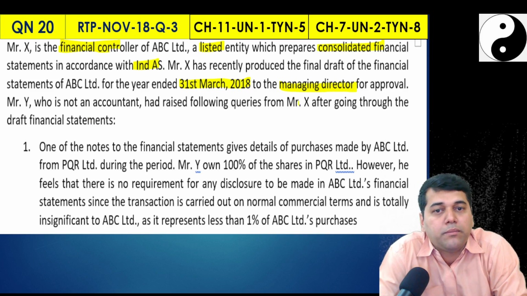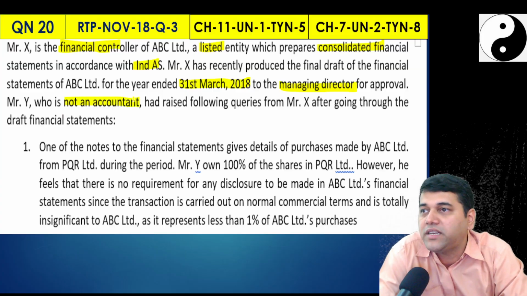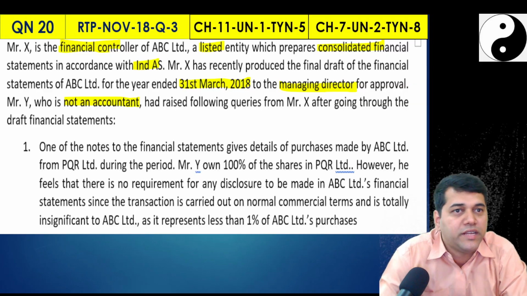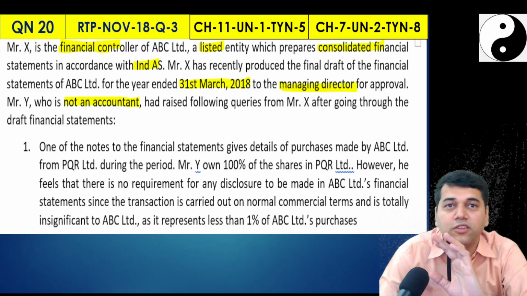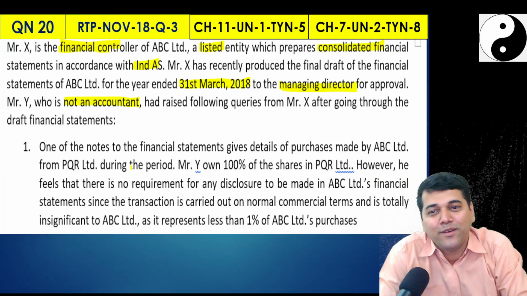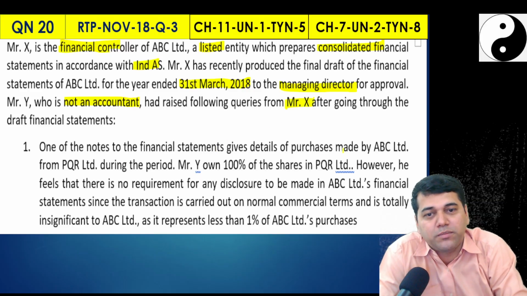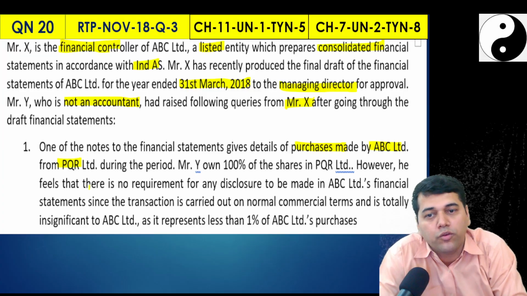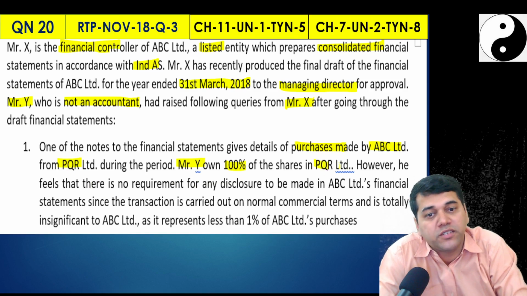Now he went to the managing director and showed the financial statements. Now the managing director is not an accountant, because Ind AS is not meant for non-accountants if the transactions are not at fair value. Correct? Otherwise anybody would have understood. Now this person raised certain queries. One of the notes to the financial statements gives purchases made by ABC Limited from PQR. Now who is PQR? The managing director holds 100% of the shares of PQR.